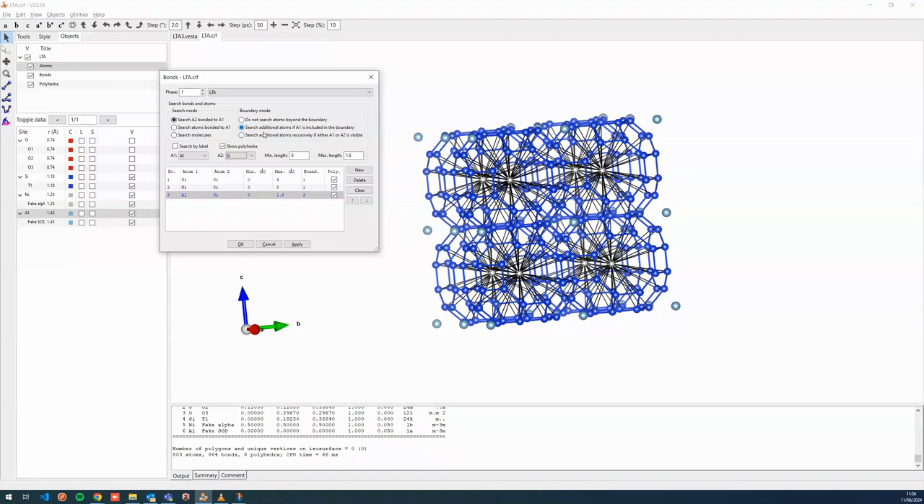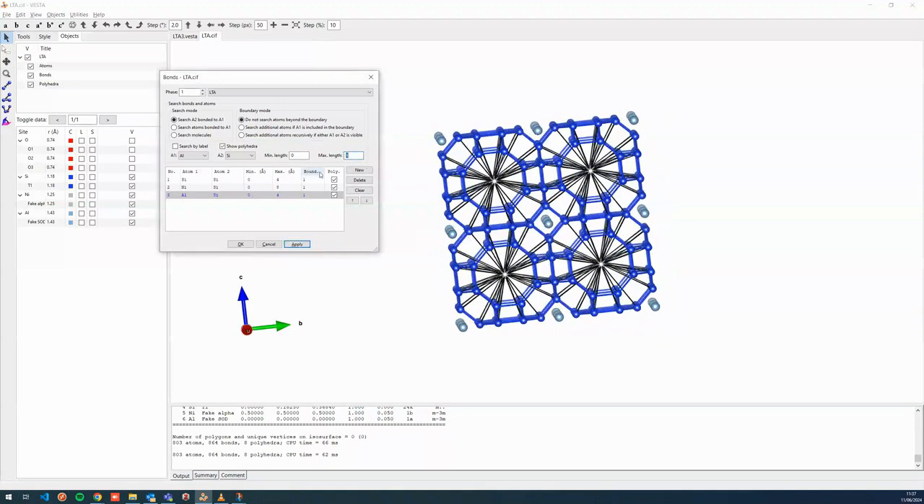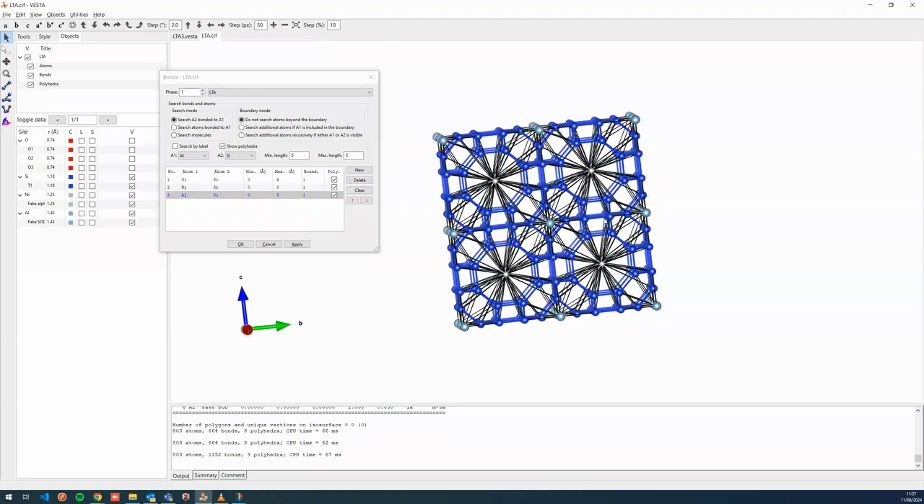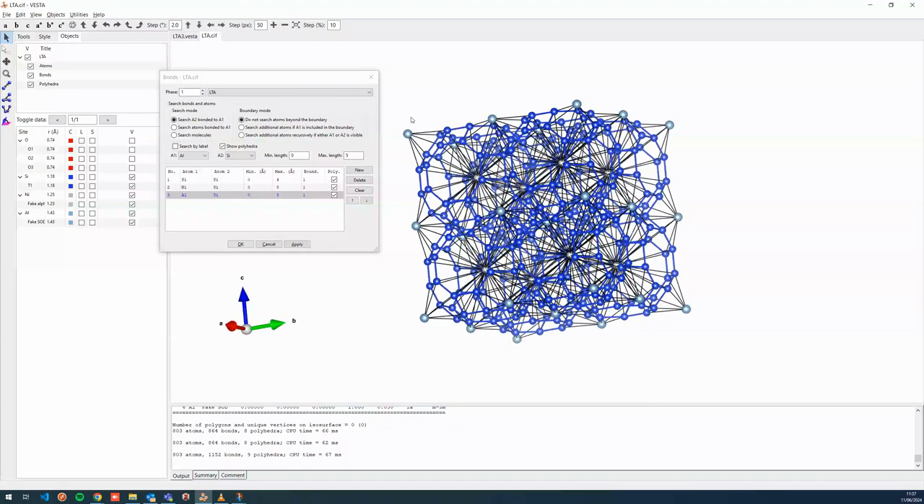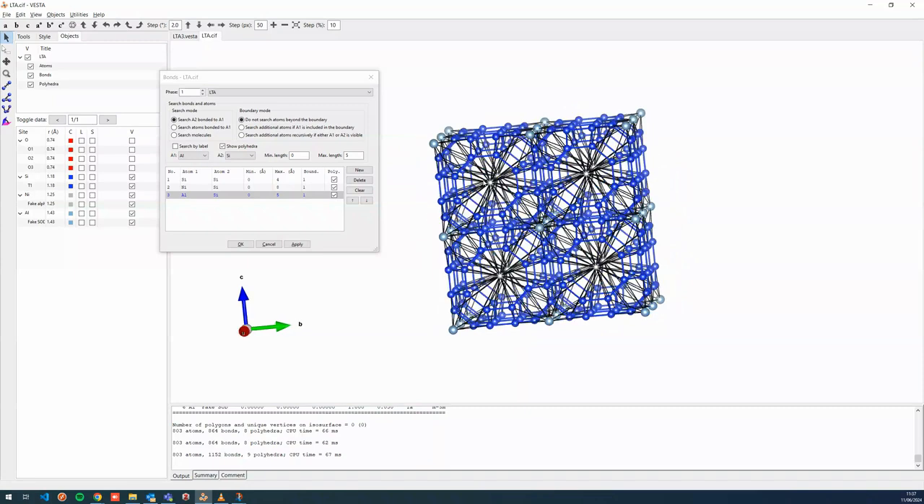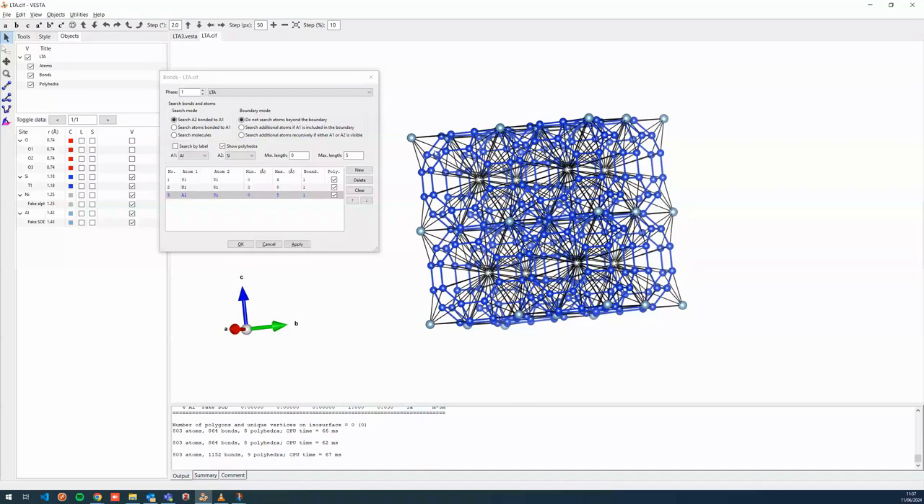Obviously, we want them to have again the nice bond length, so it's about 4, I think. And here it is important to think about the boundary mode. If we would put it on do not search beyond the boundary and we apply it, the bond length is not sufficient. I think it's like 5 or 6. 5. There you go, 5. So now you see all these fake aluminium atoms are connected to our silicium rings.